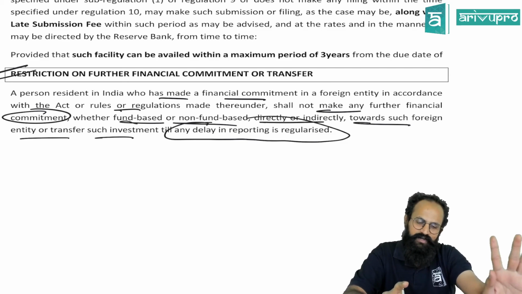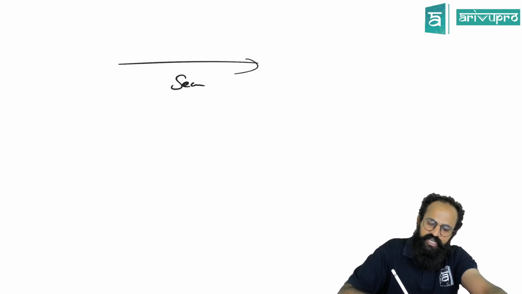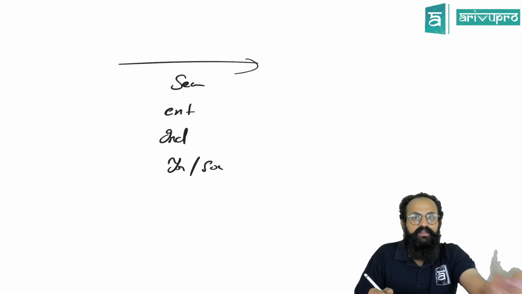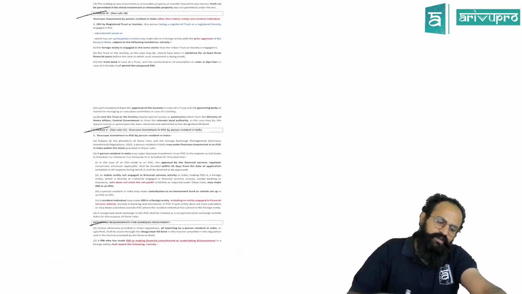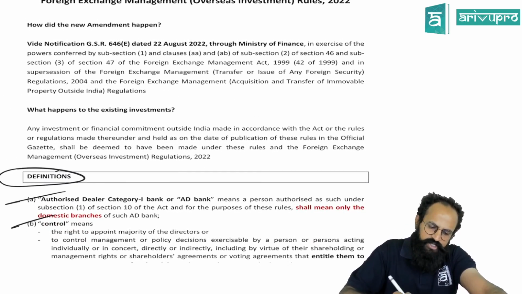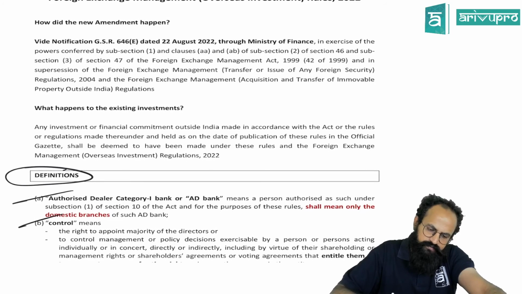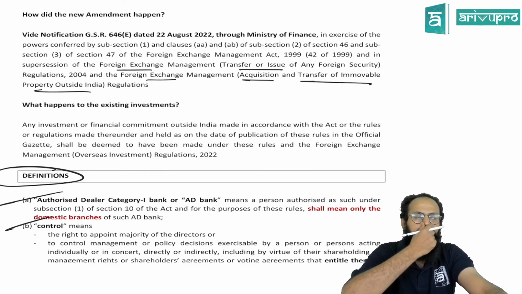Was it clear? Sir, till now whatever we saw was with regard to securities, which can be invested by an Indian entity or an Indian individual or a trust or society. Is this clear? Sir, when we started, we saw one thing. What are the two regulations? These provisions have replaced two things. One was Foreign Exchange Management (Transfer or Issue of Any Foreign Security), and Foreign Exchange Management (Acquisition and Transfer of Immovable Property Outside India).